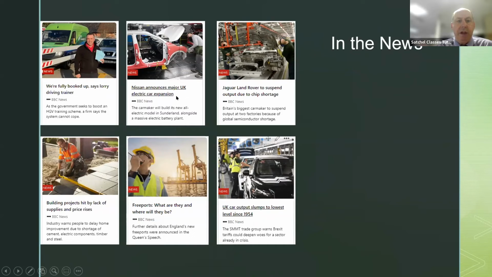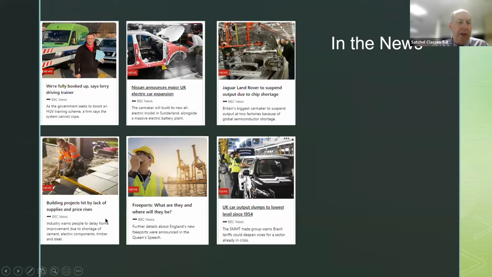Nissan announces major UK electric car expansion. So we've brought in new technology, an electric battery plant. So we're going to build a new electric battery plant. So advances in technologies, we're going to increase production. Jaguar Land Rover, a shortage of raw materials. They can't get the computer chips to actually build into their cars. And so they've had to reduce production. And so that would affect the LRAS curve by shifting it backwards to the left.